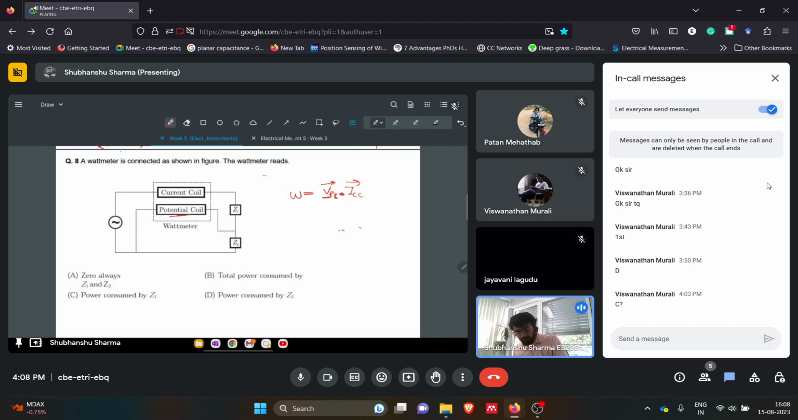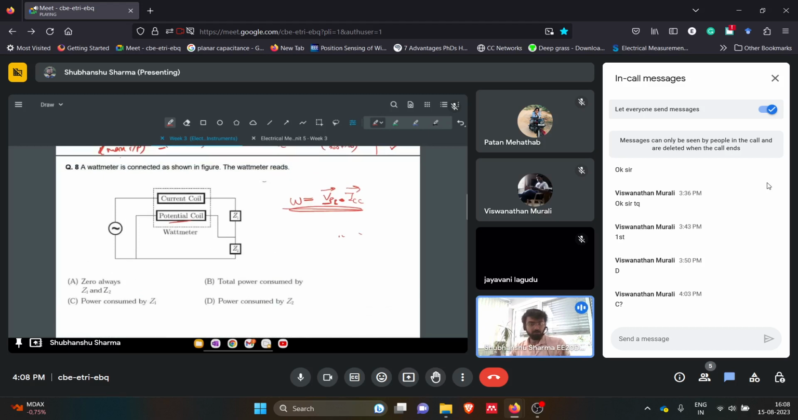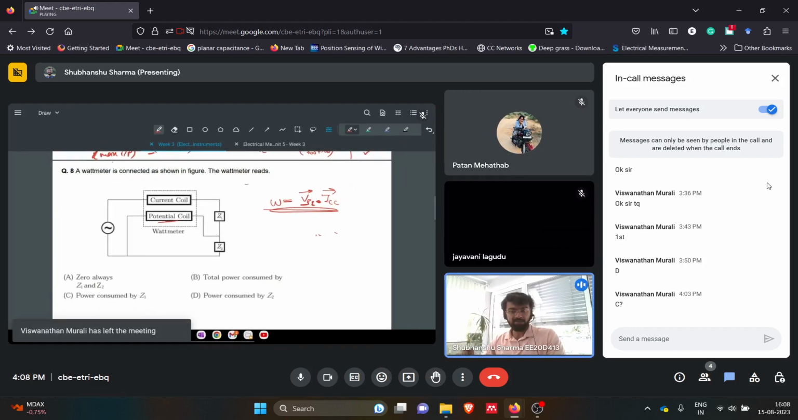So just keep this thing in mind. You will be able to solve all types of questions based on wattmeters. You just have to calculate the voltage across the potential coil, and second, the current through the current coil. That's all you have to calculate. So now, what is the voltage across this potential coil?